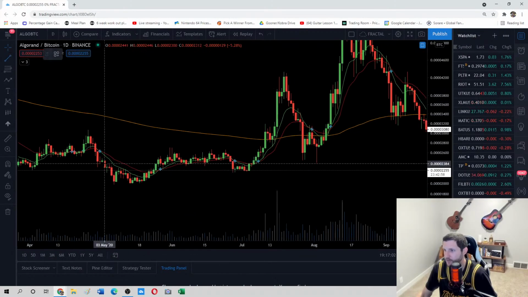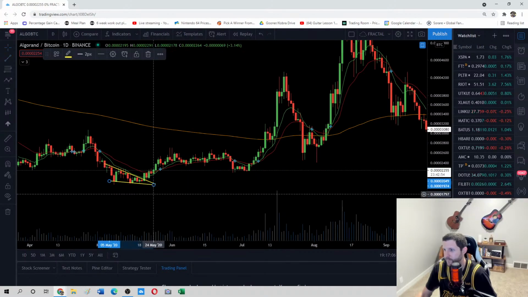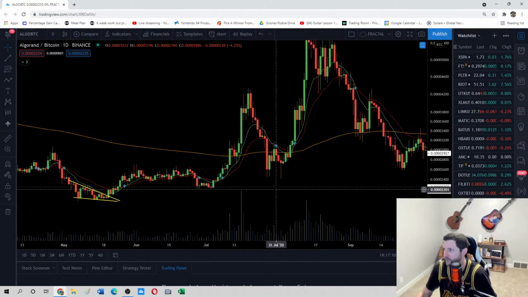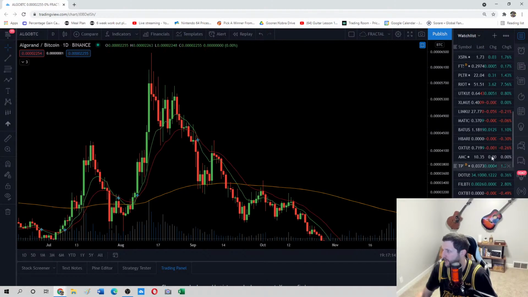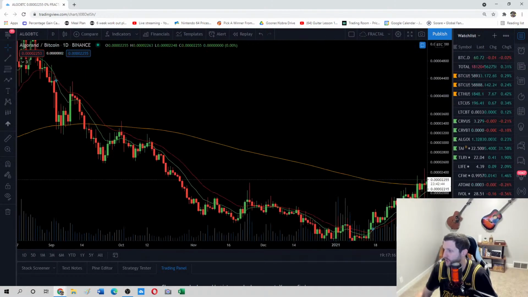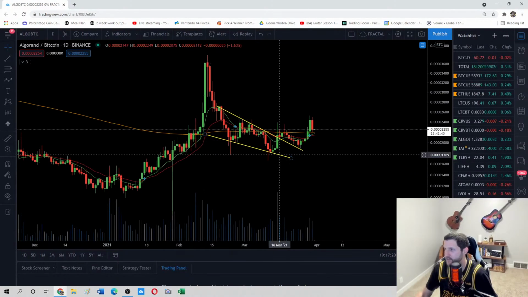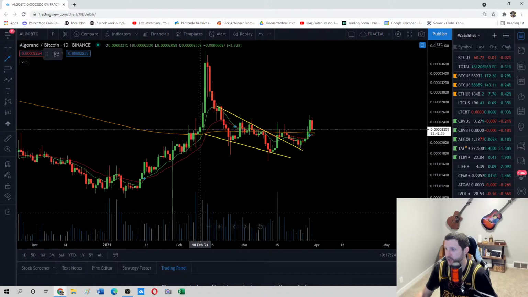Maybe right here we have one. Bam. Okay, so something like that. So when you see these and they get tighter and tighter when they break out, they're usually reversals. And when you see them at the top, they're called rising wedges, and they usually go down. And it's usually going to be on decreasing volume.